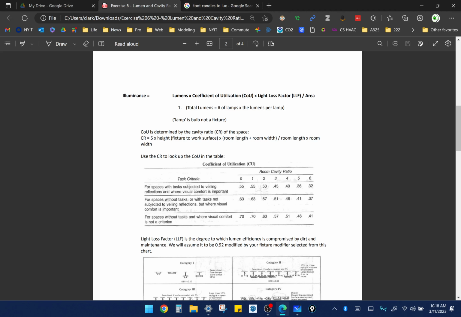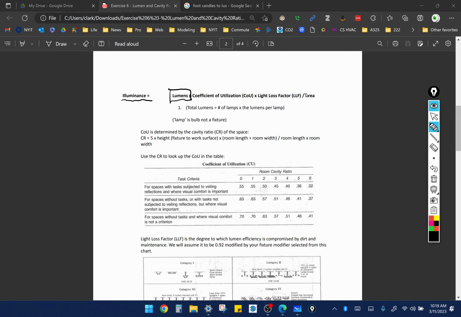Okay, so we now know how to figure out the illumination, the illuminance that we need on our surface. But now we're given this equation here. We know that illuminance is lumens per square foot, per area, right? Then why do we have the rest of this stuff here, this coefficient of utilization and light loss factor?